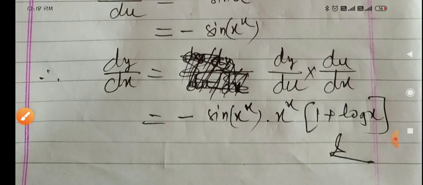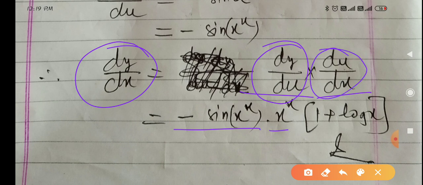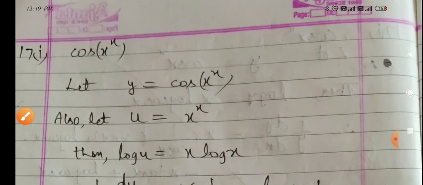Now how can we find dy upon dx? So dy upon dx is dy upon du multiplied by du upon dx. Okay, this is the rule I told you in previous exercises. So dy upon du is minus sin of x to the power x, and du upon dx you have also found: x to the power x into 1 plus log x. So this is the final answer. Such types of expressions, how to differentiate, I have told you.